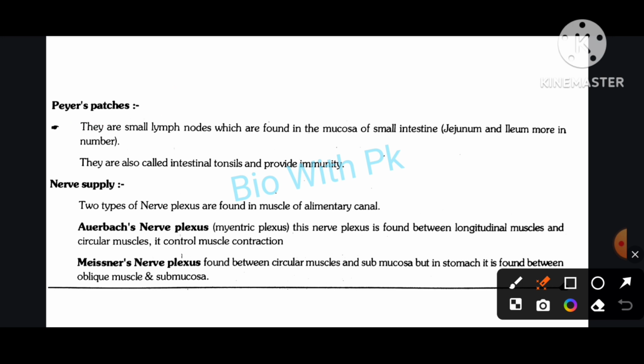Peyer's patches are small lymph nodes found within the mucosa of the small intestine, more numerous in the jejunum and ileum. They are also called intestinal tonsils and provide immunity.